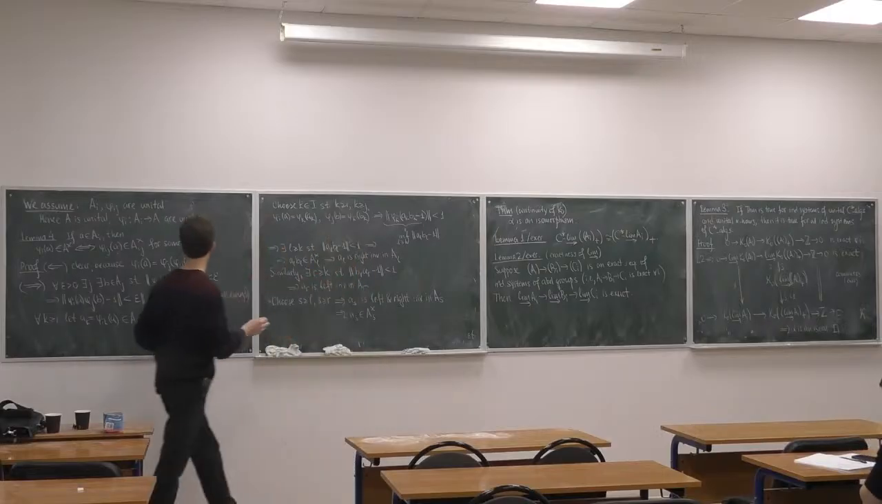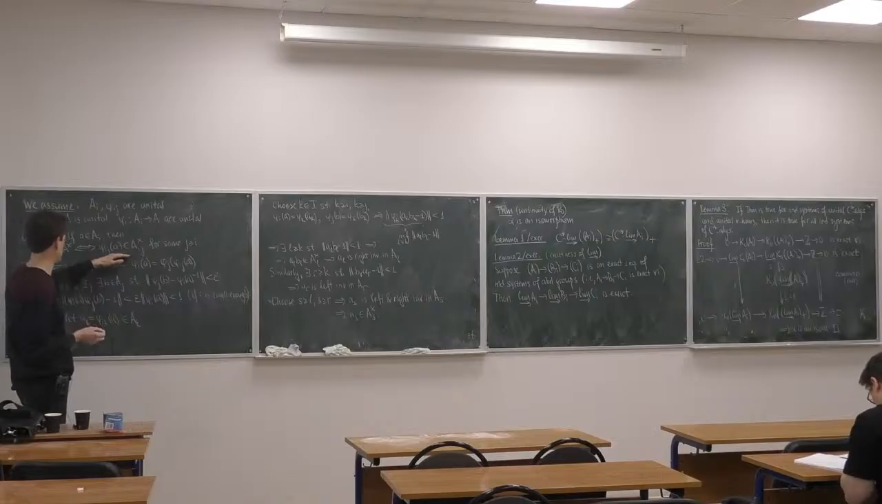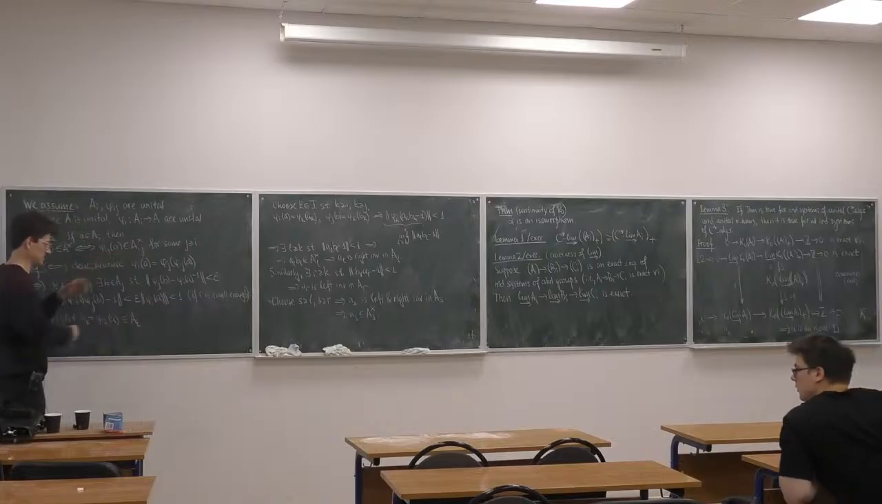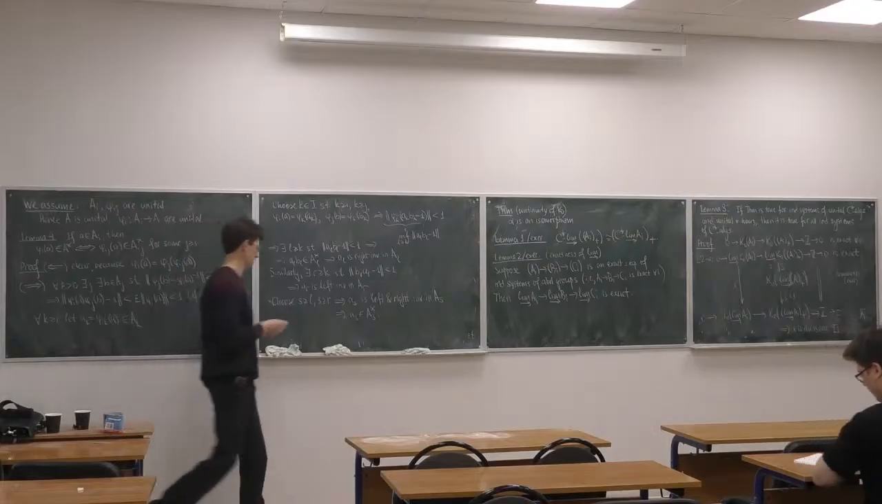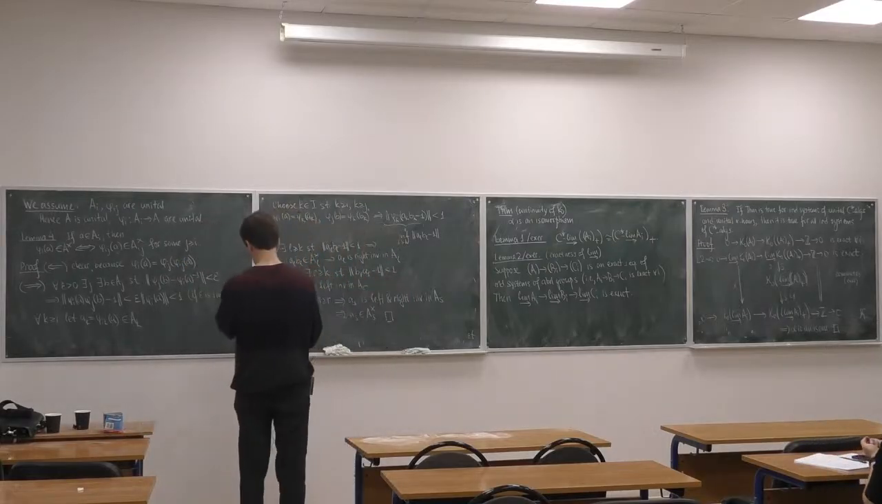And this is exactly what we wanted to show. So we found an index S such that the image of A under this respective connected map is invertible. This completes the proof of lemma 4.